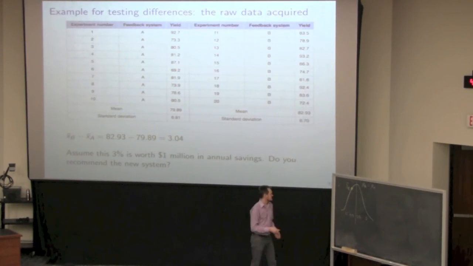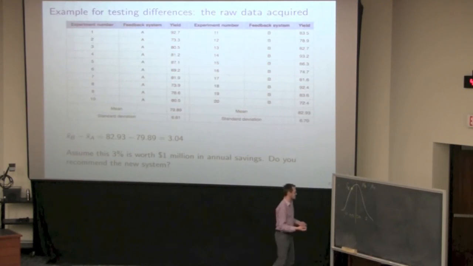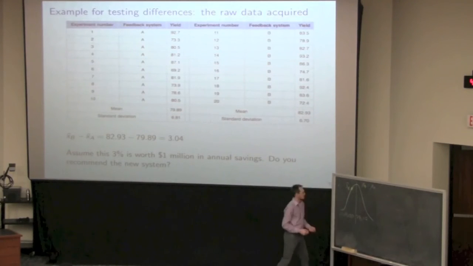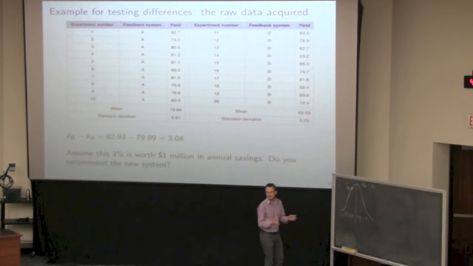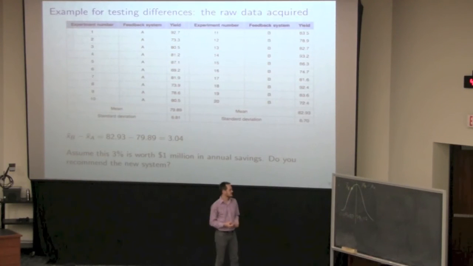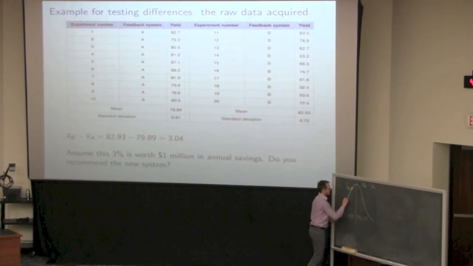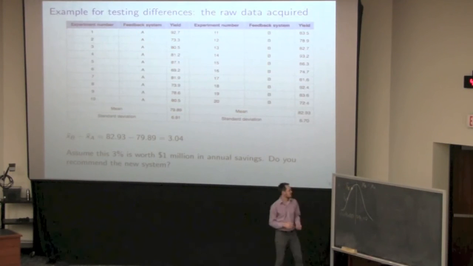I can go take several samples from system A. They don't need to be the same number. It could be 7 or 8 samples this time, but I can take them and I might get these values over here. Those might just happen to be the values I get from system A, and I calculate the mean from system A, and it's a point over here.